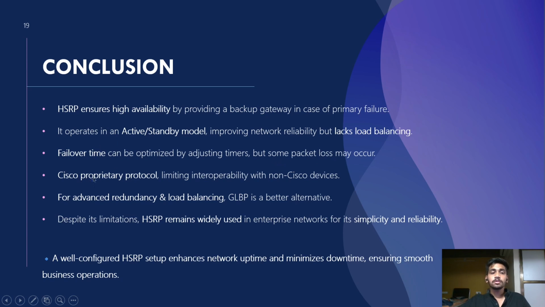The fourth one is that it is a Cisco proprietary protocol, limiting interoperability with non-Cisco devices. The non-Cisco devices will not be able to use these features. The fifth point is that for advanced redundancy and load balancing, we can use GLBP, which is a better alternative. Despite this limitation of load balancing with the HSRP protocol, it is widely used in companies and enterprises for its simplicity and reliability.